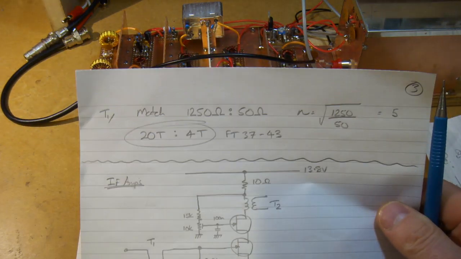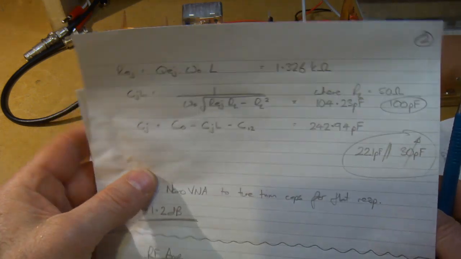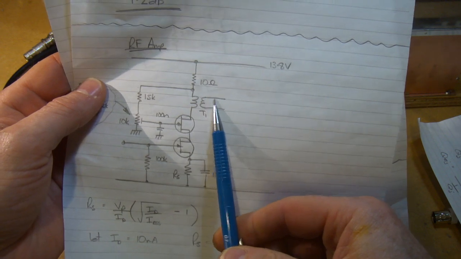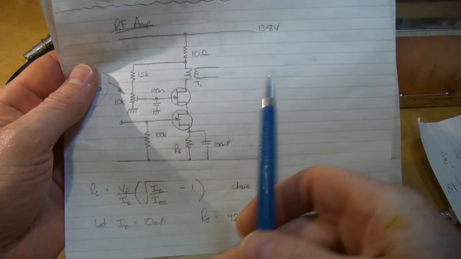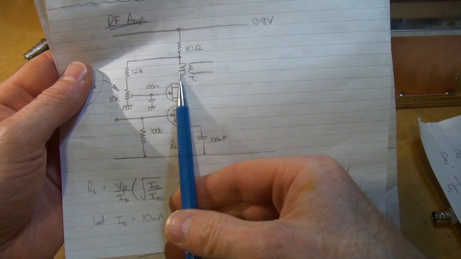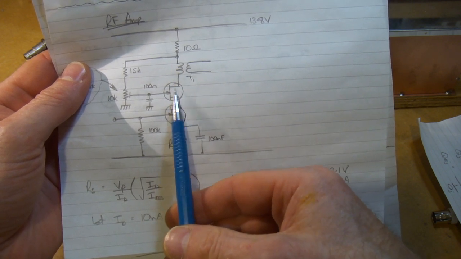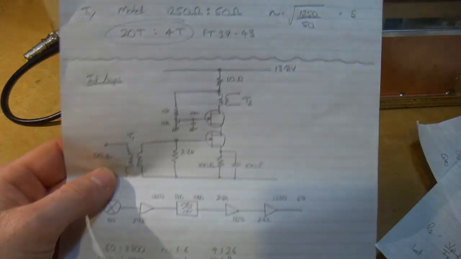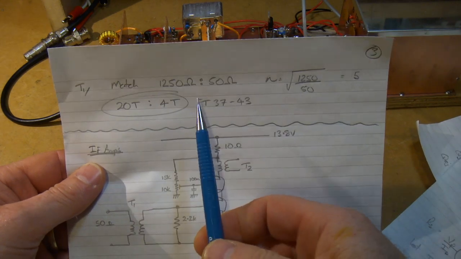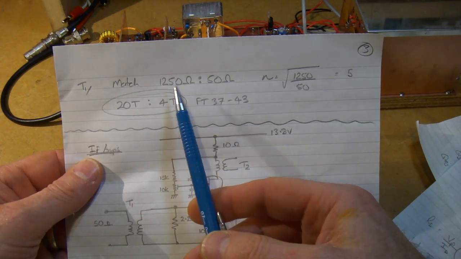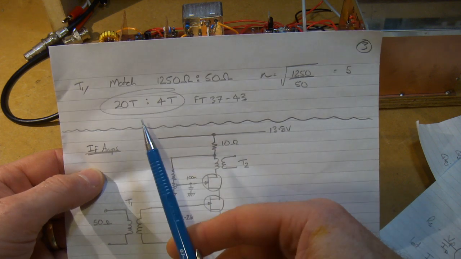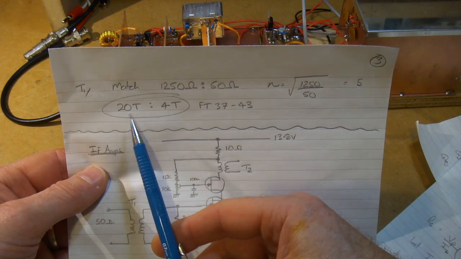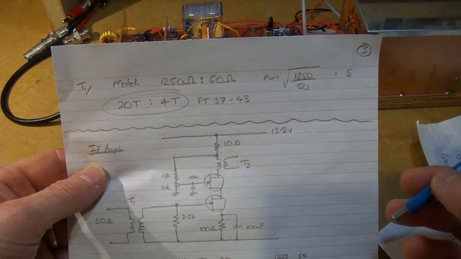Well, I should say, actually, slightly wrong. The only last thing I did was to match, where's it gone? Here it is. Was to match the 1250 ohms, as a rule of thumb, as a load resistance for this particular device. So I matched 1250 through to 50 ohms. So N equals the square root of the impedance ratio, which comes out at 5, and I elected to use an FT37-43 with 20 turns to 4 turns. So 20 divided by 4 equals our 5.